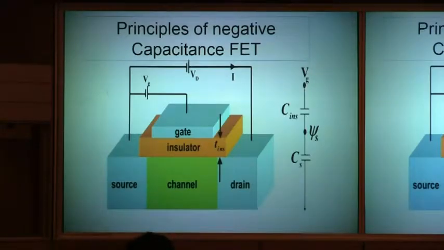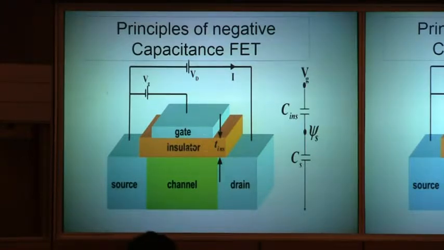So this is the principle of how negative capacitance works. It's so simple, but nobody could make it. We made it. This is the basic structure of a FET. This is the source and the drain, and there's a channel around here, and there's a gate to control the carriers flowing from source to drain. So how do you control the carriers under the gate? So the gate is important.